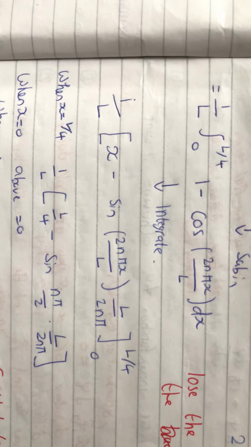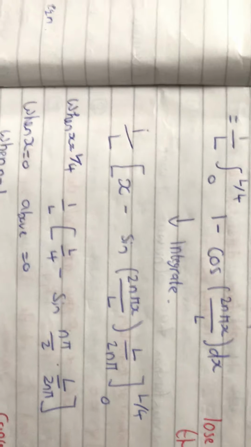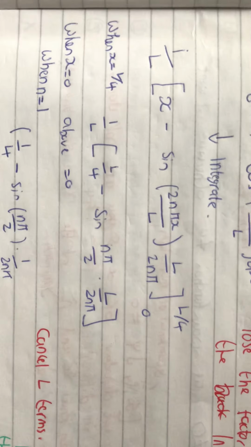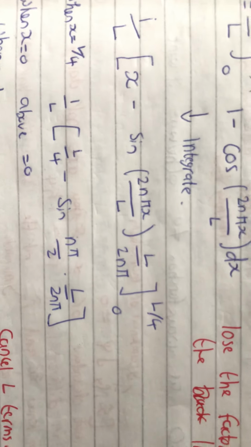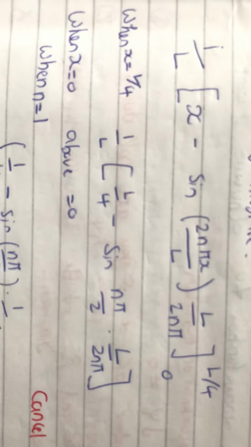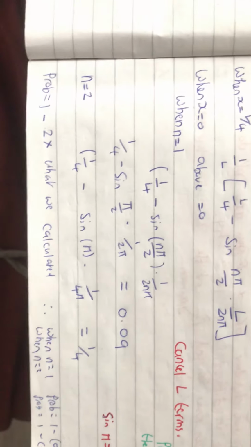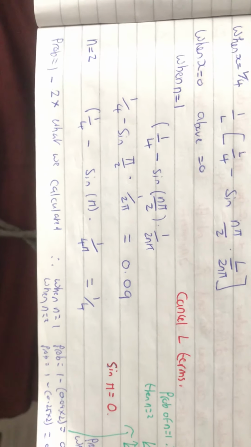And then obviously we're integrating between L over 4 and 0. So when x equals L over 4, we're going to sub all this in, and you get the above. And when x equals 0, we have the above equaling 0. So now we're going to have to look at when n equals 1.